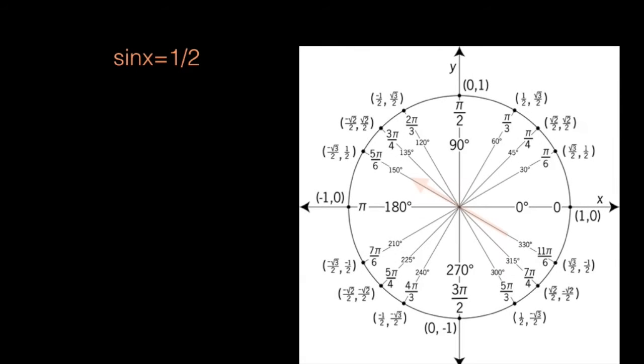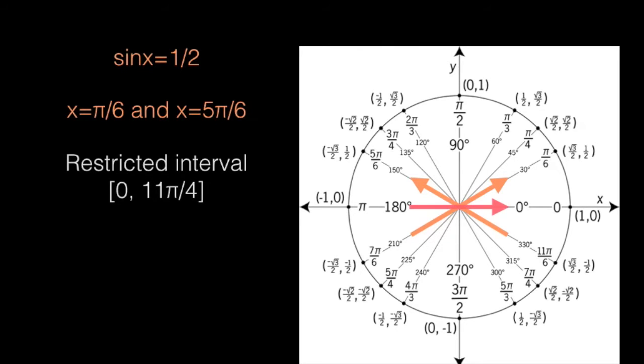Next, we have to find the values of x that make sine x equal to 1/2. We look at the unit circle, and we find that at x is equal to pi over 6 and x is equal to 5 pi over 6, sine x is equal to 1/2. Now again, we are on a restricted interval from 0 to 11 pi over 4. So we find that 3 x values would give us sine x is equal to 1/2: when x is equal to pi over 6, when x is equal to 5 pi over 6, and when x is equal to 13 pi over 6.